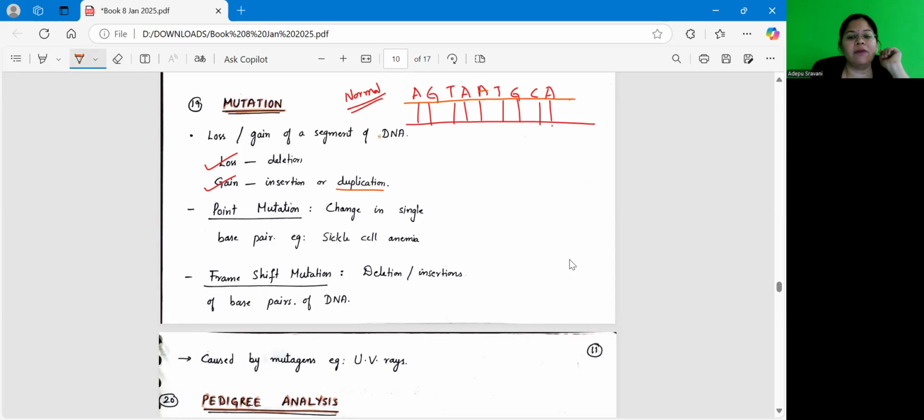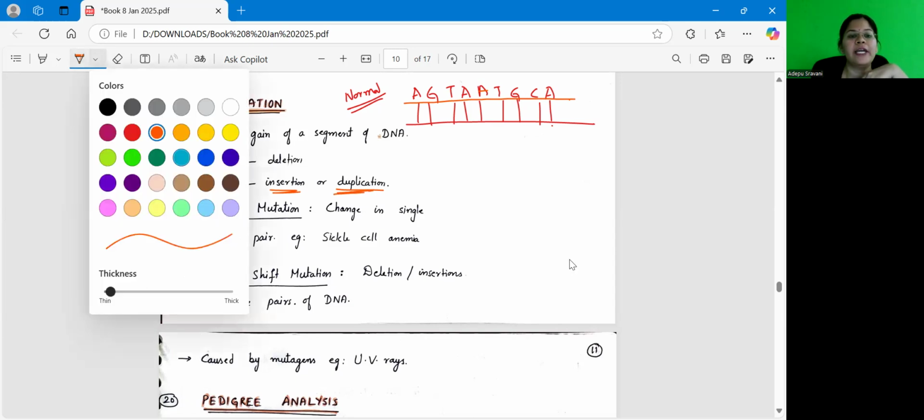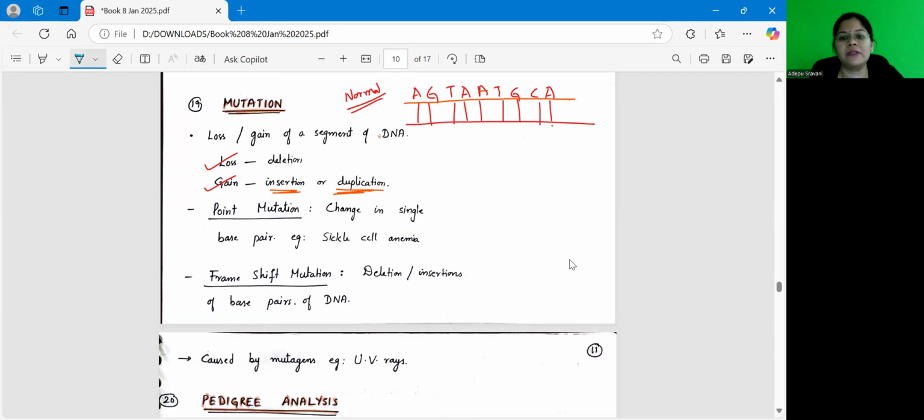So if it is gain, what happens? It could be a duplication or insertion. Now, what do you mean by insertion or duplication here? Insertion is simply adding any nucleotide. For example, in this sequence, if I'm inserting one more nucleotide, say it's C, this is called insertion. I'm simply inserting a new nucleotide there.